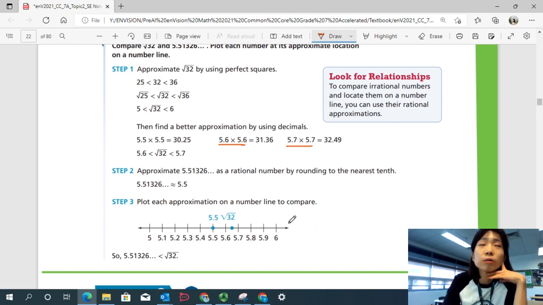Okay, this is how you would approximate and compare the two irrational numbers. If your answers are too close, you need to get a better approximation. Maybe you might have to go into the hundreds, you might have to go into the thousands, but hopefully we don't give you questions that require you to approximate by the thousands. But you keep guessing until you get closer and closer to your squares.